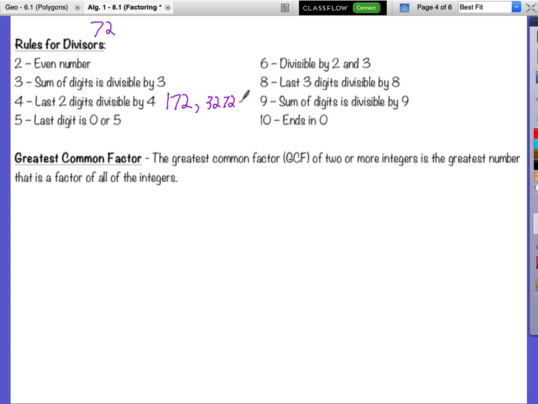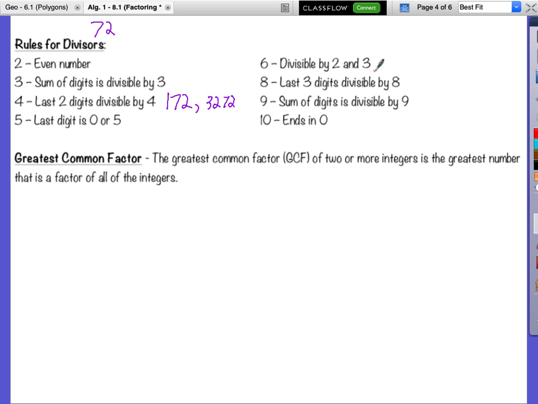For 5, the last digit is either 0 or 5. We talked about that one. Hannah brought that one up. On 6, if it's divisible by both 2 and 3, it's going to be divisible by 6. If it's divisible by both 2 and 3, it's divisible by 6.